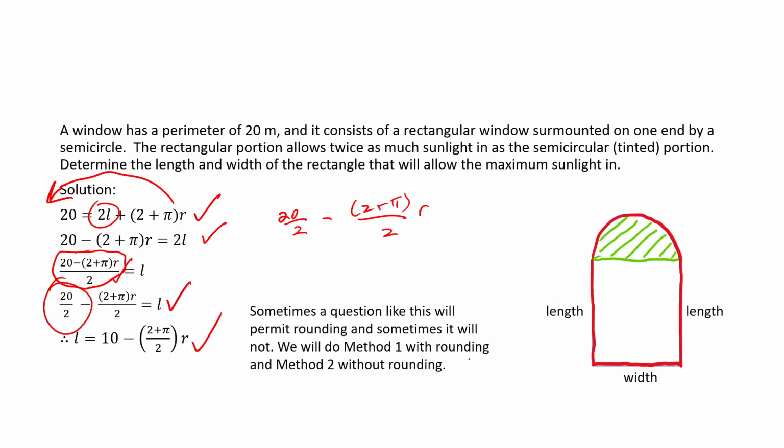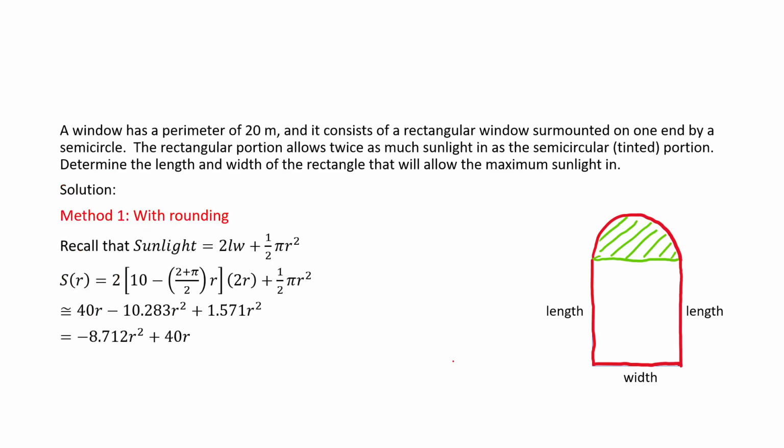Now, sometimes a question like this is going to permit us to use rounding, and sometimes it won't. We're going to do it both ways in this video. We'll do method 1 with rounding and method 2 without rounding. So if we allow rounding in this question, then the sunlight is going to equal, as we said earlier, 2 times length times width. That's double the area of the rectangle, plus the area of the semicircle, which is half pi r squared.